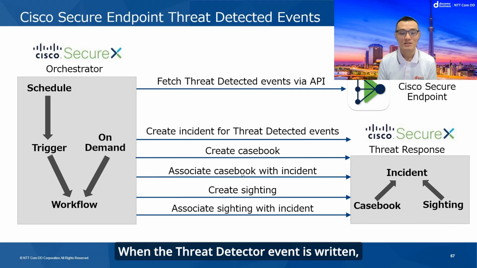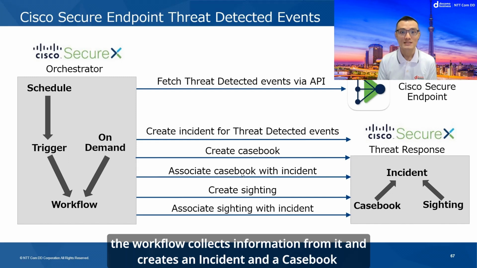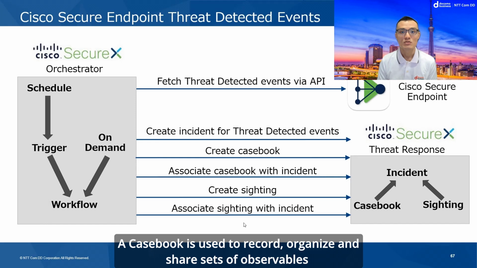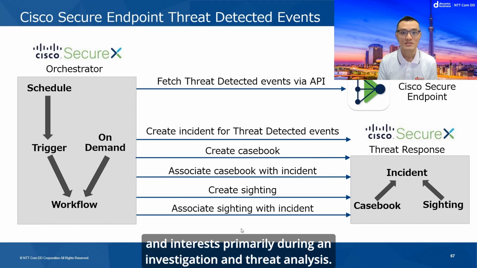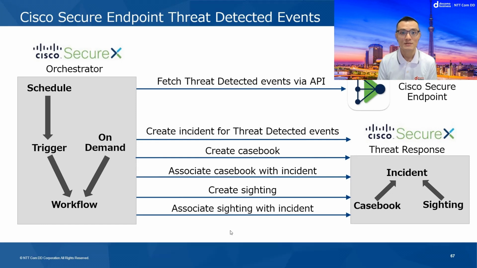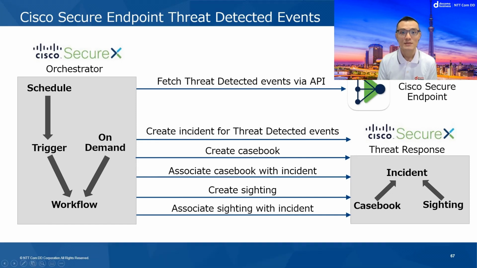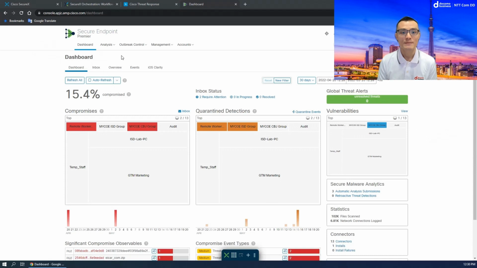When the threat detected event is found, the workflow collects information from it and creates an incident and a casebook in Cisco SecureX Threat Response to document what has happened. A casebook is used to record, organize, and share sets of observables and indicators, primarily during an investigation and threat analysis. The workflow will also create a sighting and then associate both casebook and sighting with the incident. Now let's run through the live demo.